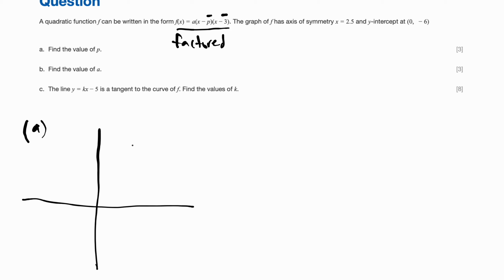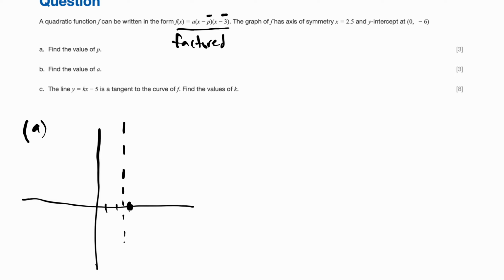I know one x-intercept for this function is at x is equal to 3. Why? Because you're taking the opposite of whatever is in the sign, so that value is 3 right here. So this is one x-intercept, and we know there's an axis of symmetry at x is equal to 2.5.